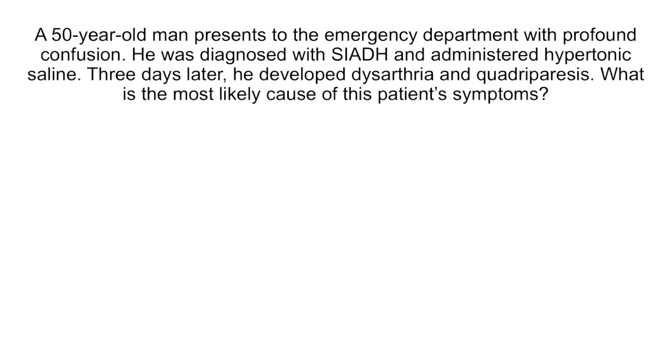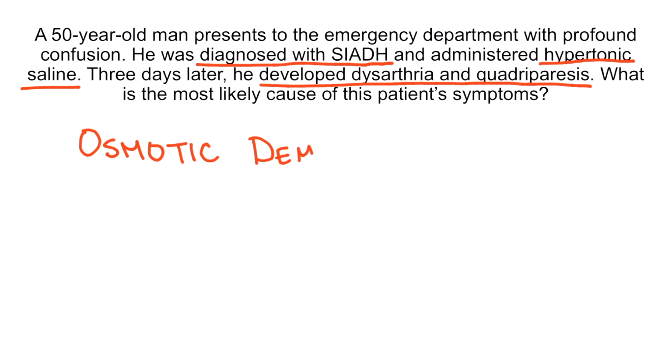All right, from the question, we can see that we have a patient who is diagnosed with SIADH and given hypertonic saline for correction of hyponatremia. But later, he developed dysarthria and quadriparesis. These neurological findings should make us think of osmotic demyelination syndrome.